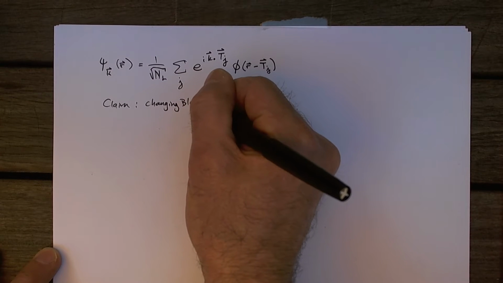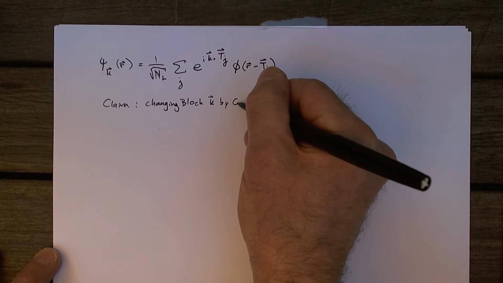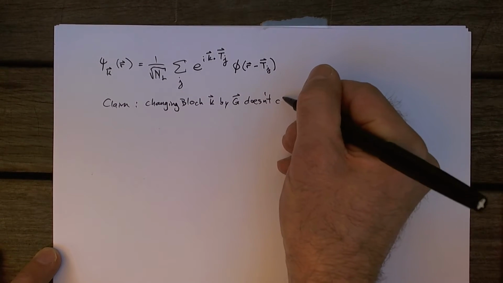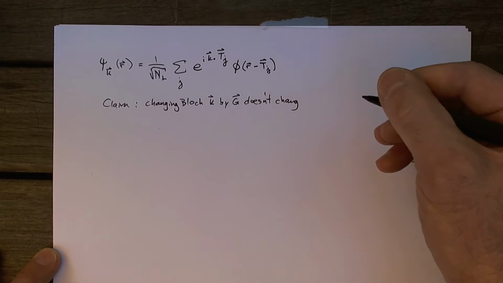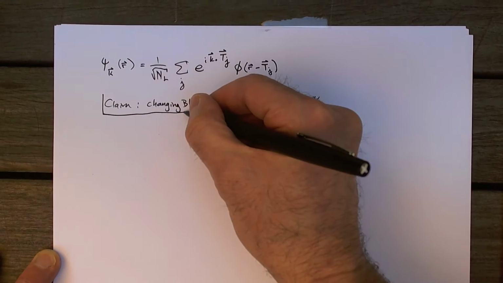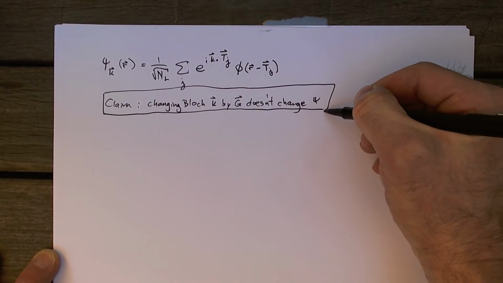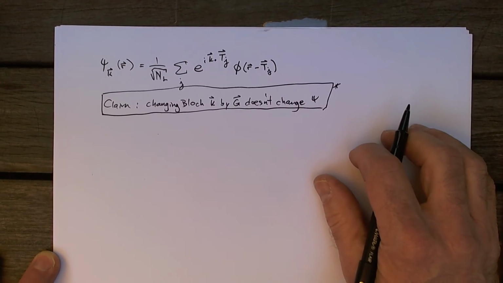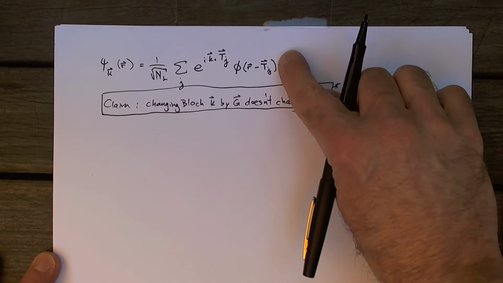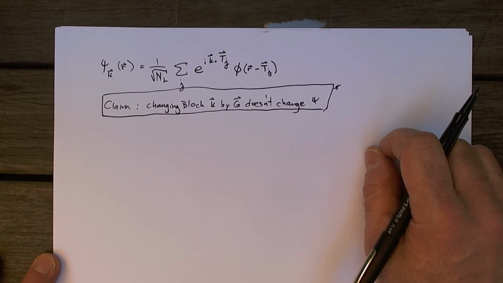k by a reciprocal lattice vector G doesn't change the wave function psi. In fact, we will show that this is true in general. So I'm going to put a starred box around it. But today we are only going to show it for the special case of this tight binding wave function. And on a later day we'll show it more generally.